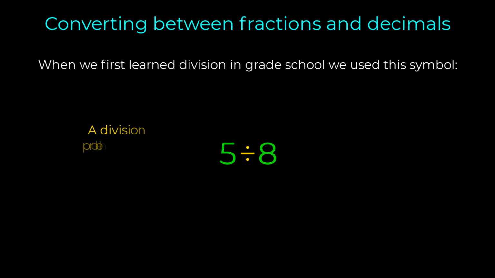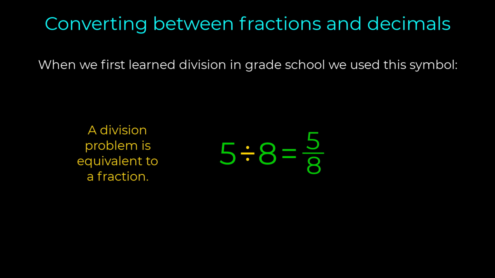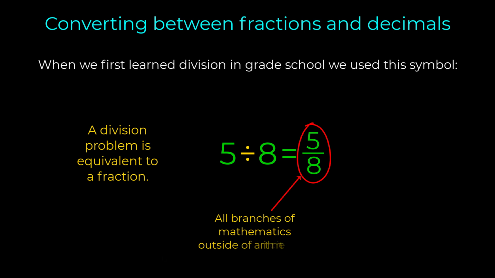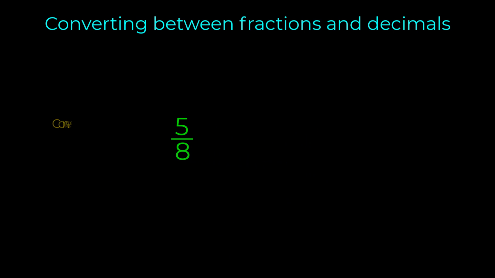A division problem is equivalent to a fraction, so we can alternatively write 5 divided by 8 in fractional form. All branches of mathematics outside of arithmetic use this notation rather than the obelisk. I can easily express the common fraction 5 over 8 as a decimal by treating it as a division problem and doing some old-fashioned long division.